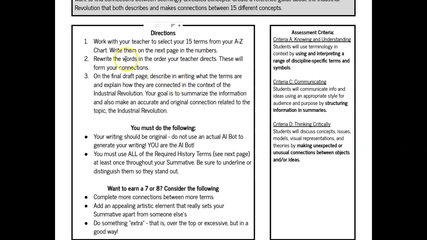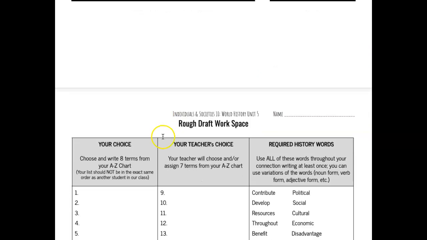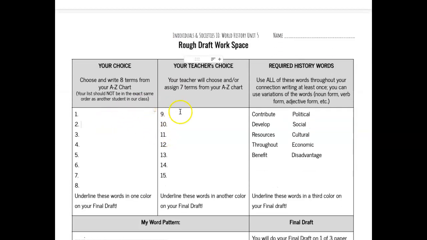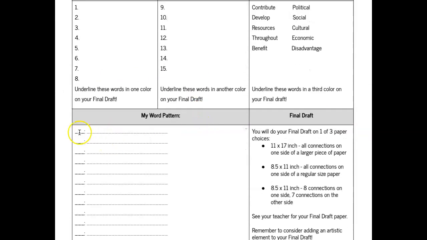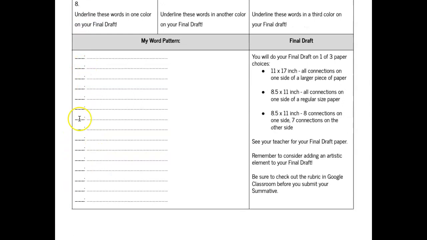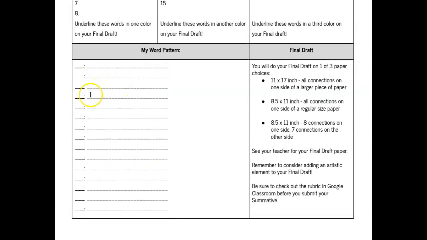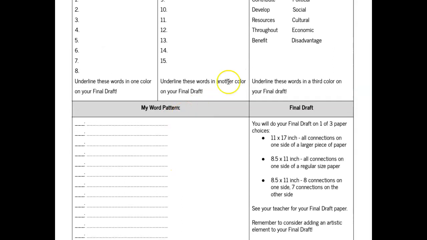Let's go back up to the directions. You're going to rewrite the words in the order that your teacher directs. These will form your connections. Here's what that looks like. You'll have your choice of words on the left here, your teacher's choice of words in the center, and then underneath it will say my word pattern. Your teacher is going to tell you the number order of each word. So they'll tell you, for example, number 7 will be your first word, then number 11 will be your second word, then number 3, and so on. So they'll tell you the pattern, and you will then fill in the words in order that your teacher tells you. This will be random.